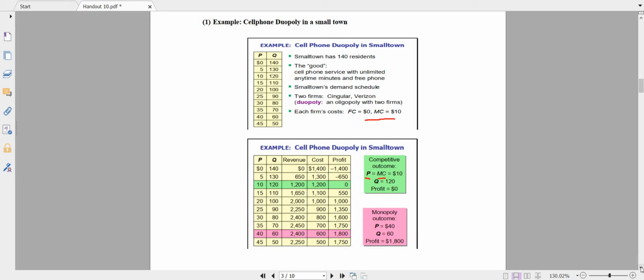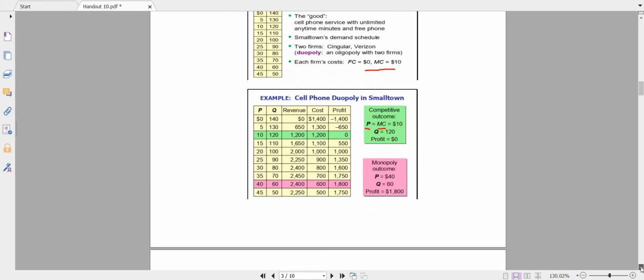Now coming to the duopoly outcome. Here again we're going to consider two scenarios. In the first scenario, we're going to assume that Singular and Verizon act as a cartel. They have colluded together and they're acting as one. So what would be the cartel outcome?